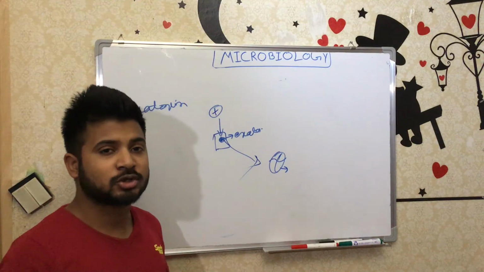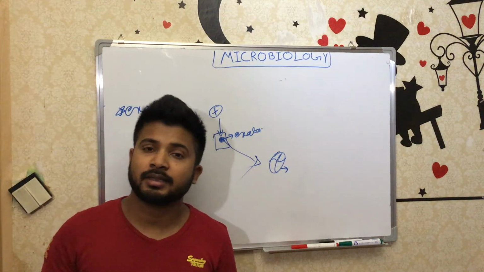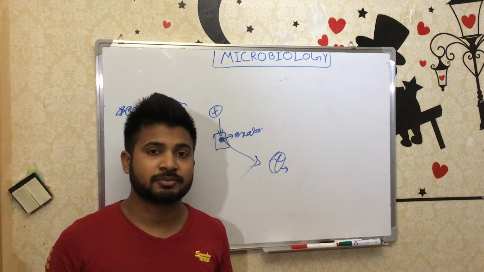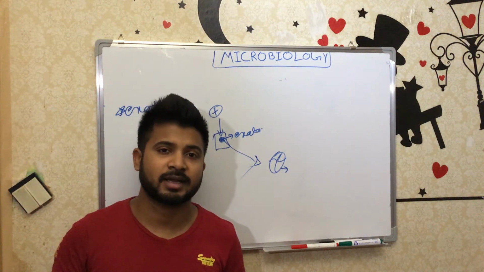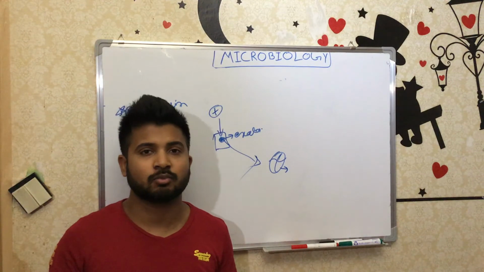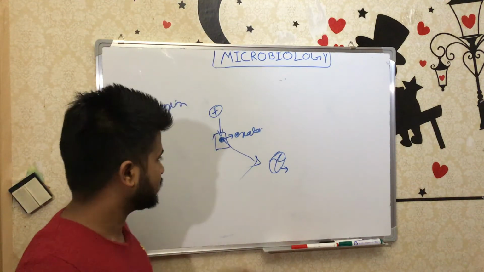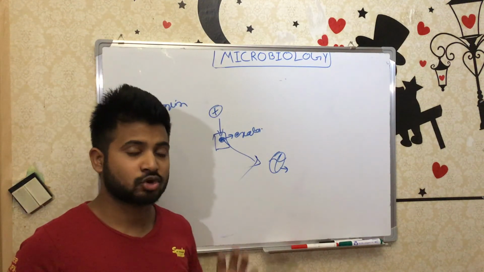Even 1% of the exotoxin, for example from Clostridium tetani, can go to the spinal cord and cause disruption of spinal cord function. So the patient can be paralyzed, or can have very jerky movements during tetanus. That's why exotoxin is a very, very lethal condition as compared to endotoxin.